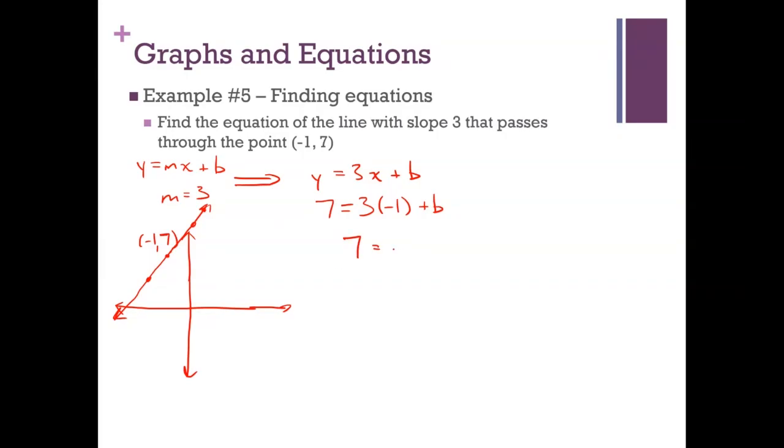So I have 7 equals -3 plus b. Add 3 to both sides, and I get that b is equal to 10. So now here's the equation with everything plugged in. y equals 3x plus 10.